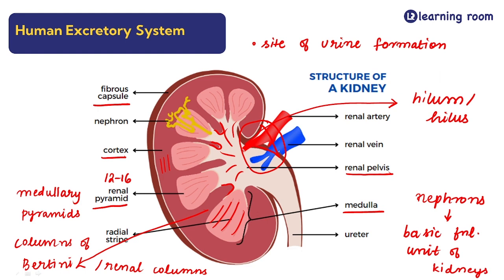This is where urine is formed. Just to recap, the basic functional unit of kidneys are the nephrons, which are present in the medullary pyramids, and they are visualized as these radial stripes. The medullary pyramids are present in the medulla region, which is the pale red region of the kidney, which is surrounded by the darker red cortex, and this dark red cortex is surrounded by a fibrous capsule.